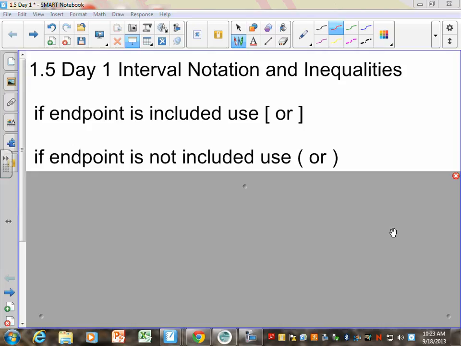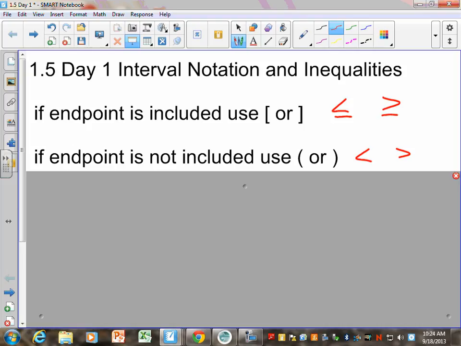So if you see signs like this, where it's included, then we use a bracket. Bracket means it includes the endpoint. If the endpoint is not included, so if it's just less than or greater than, then we use a parenthesis to denote that.